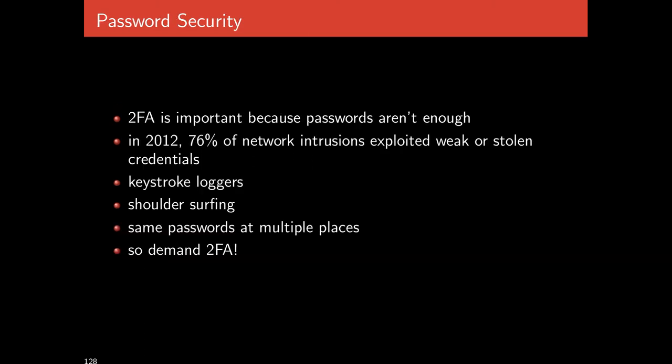Two-factor is important because passwords are not enough. In 2012, 76% of network intrusions exploited weak or stolen credentials. Things like keystroke loggers or shoulder surfing, that is just looking at someone entering their password. People using the same passwords in multiple places, so credential stuffing. And the fact that we use two-factor authentication at the university for something like email, but not, for instance, at our banks in Canada, is crazy. We should be using two-factor authentication for particularly things like banks that have a higher risk associated with a compromised account.